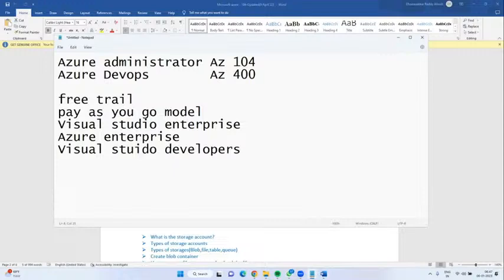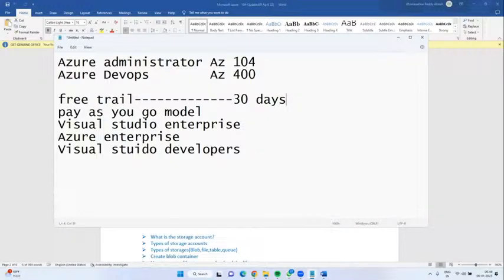Next, we have the student license. Visual Studio Enterprise, Visual Studio Developer, Visual Studio Students. We have n number of subscriptions. As per your business requirement, we can choose one of the subscriptions, then we will host all project related services. Next, free trial. I will let you know how to subscribe for the free trial. The free trial is valid for just 30 days.